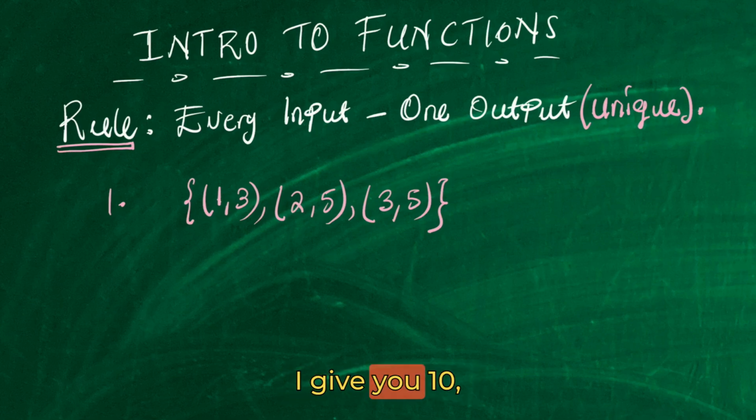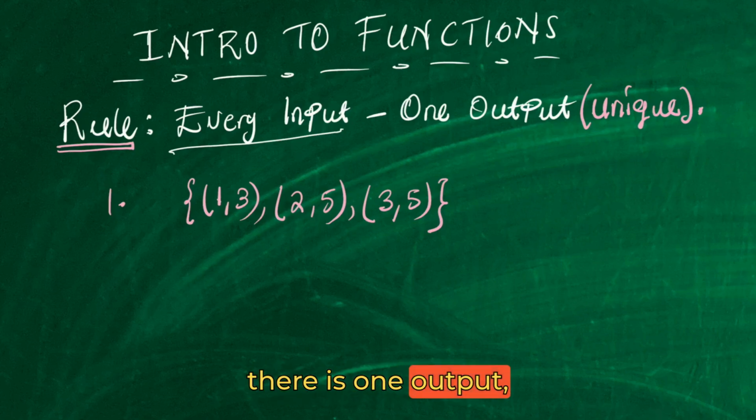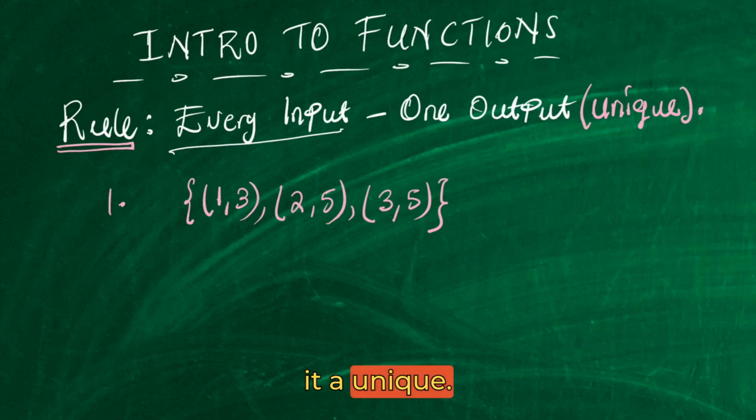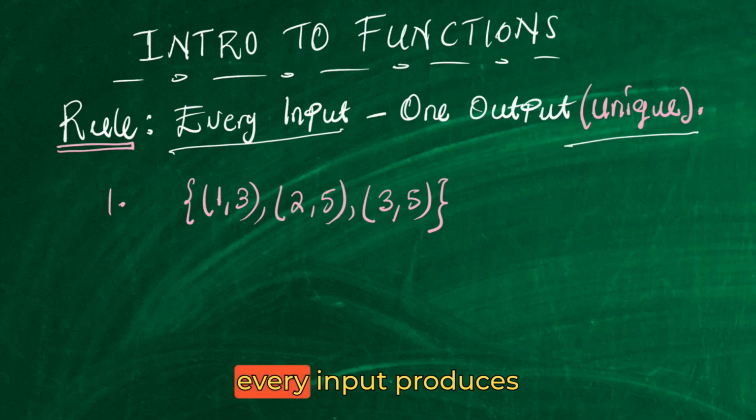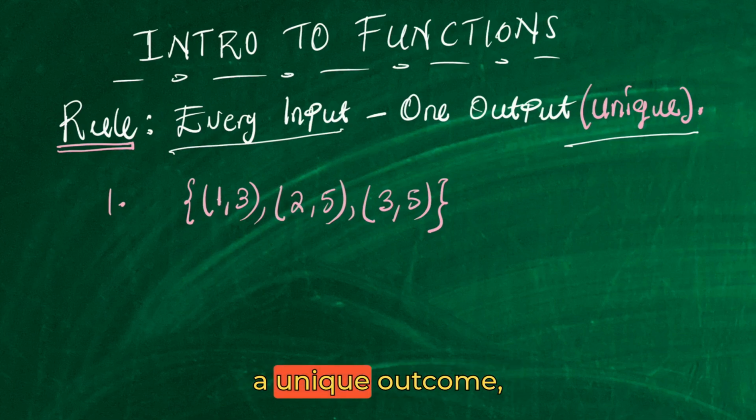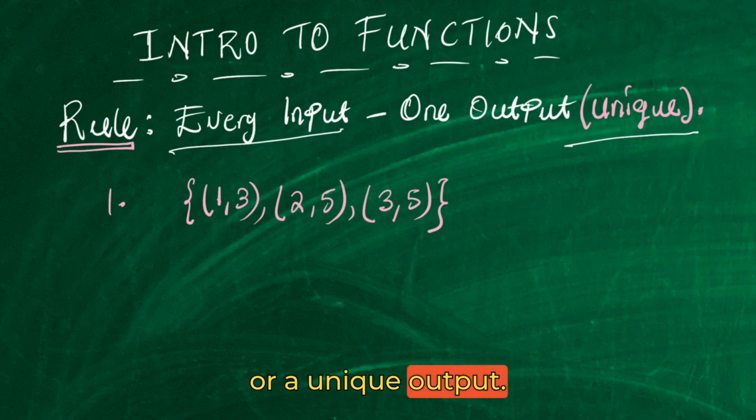And obviously, if I give you 10 and I maintain the rule that we multiply by 3, you know that the output is 30. That is the basic idea of a function. One input goes through a rule and gives one output. So here I said this rule says every input, one output, right? And because that is one output, we call it a unique output. So every input produces a unique output.